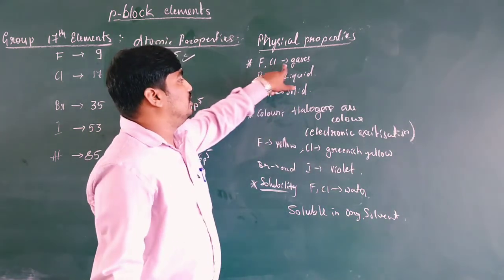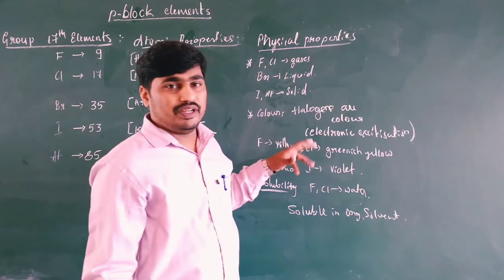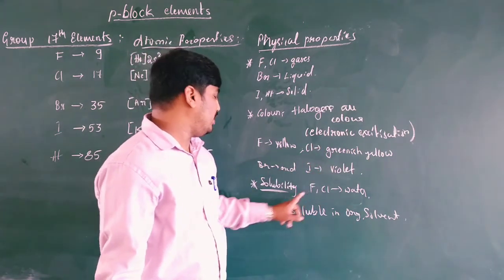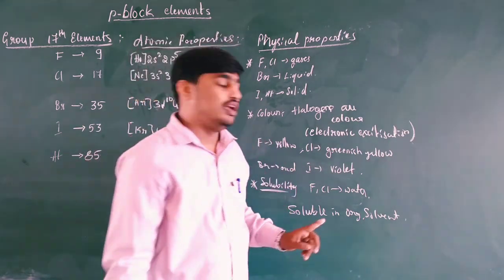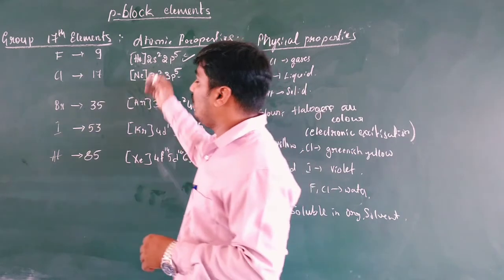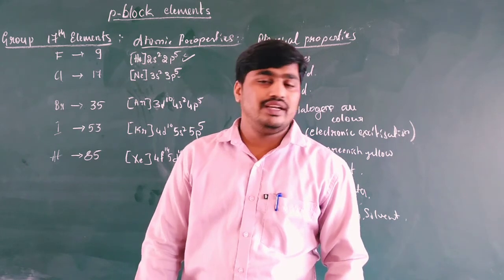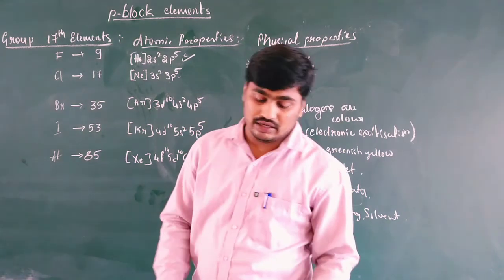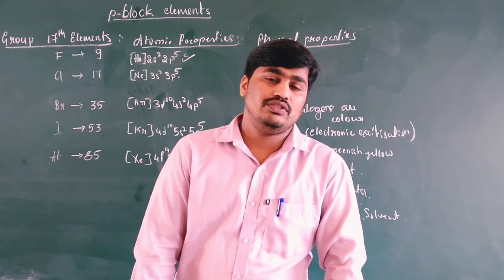So what are the physical properties? The first two are gaseous, next liquid, and the other two are solids. Next, it shows the coloring property because of excitation of electrons. Fluorine is yellow, chlorine is greenish yellow, bromine is red, iodine is violet. In solubility, fluorine and chlorine are readily soluble in water, and all other halogens are soluble in organic solvents. And the first four elements are non-metals, and astatine shows a small metallic property. The reason for non-metallic character is that there is no availability of electrons to show conducting property.